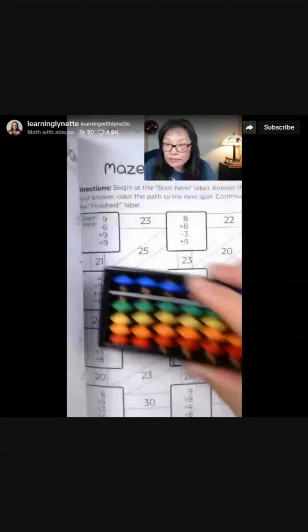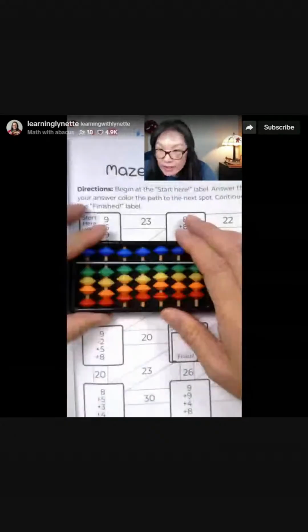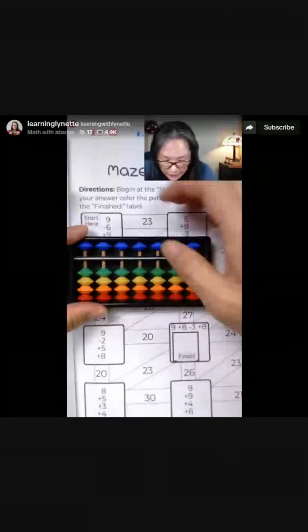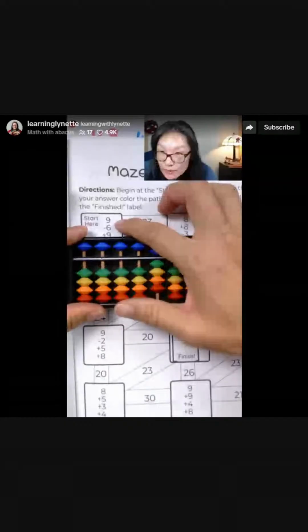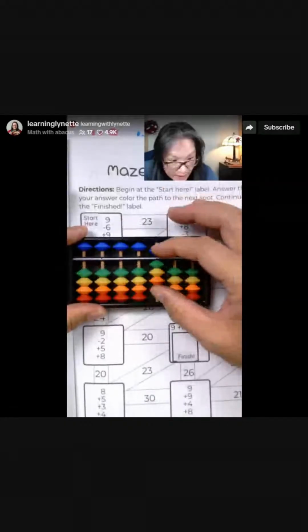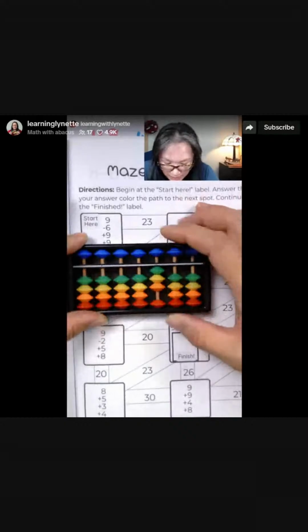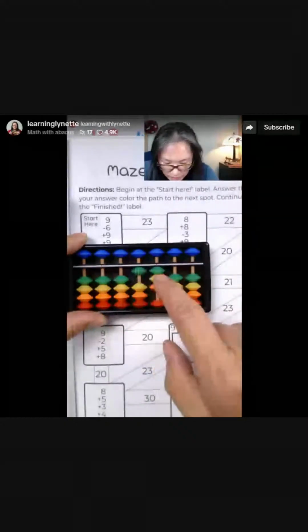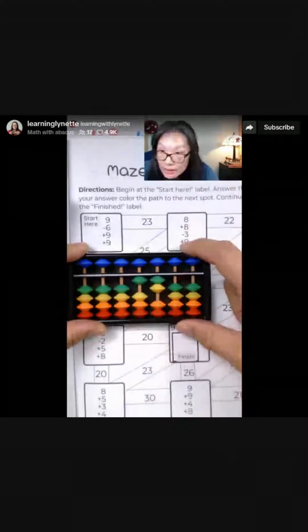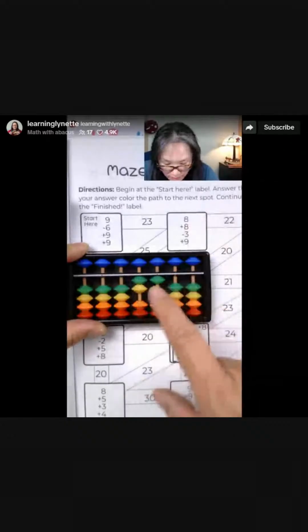So we can do 9. We have 9. I want to take away the 6. Can I take away the 6? Yep, I can take away the 6. And then I want to add the 9. What do I do? Plus the 10 minus the 1. And then I do it again. Plus the 10 minus the 1. You're going to start seeing number patterns when I add the 9, and then my final answer is 21.